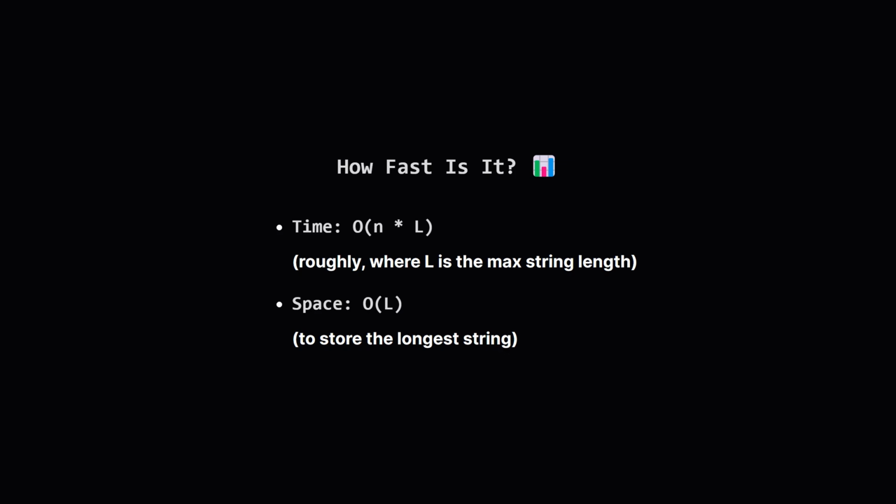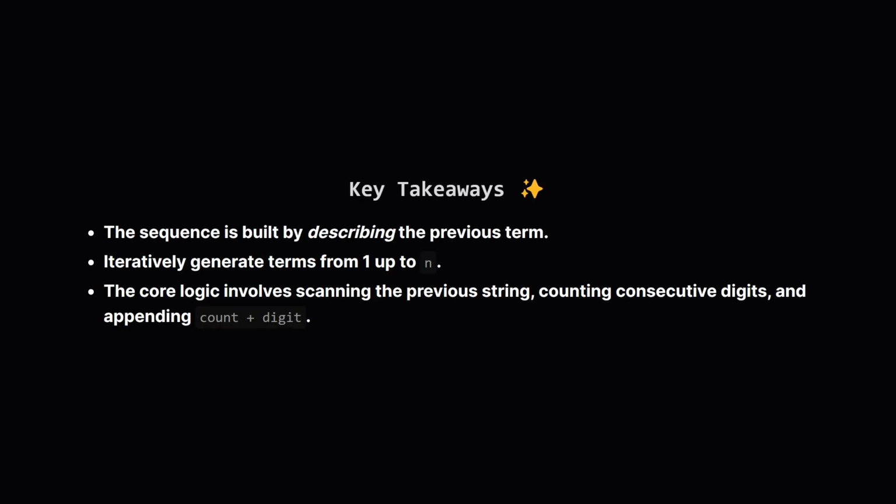Okay, let's talk efficiency. How fast is this? Well, the outer loop runs n times, or rather n-1 times. Inside the loop, we iterate through the current string. Now, these strings can get pretty long. Let's say L is the maximum length the string reaches. The time complexity is roughly proportional to n times L. So, big O of n times L. What about memory, the space we use? We need to store the current string and build the next string. The space needed is dominated by the longest string we generate, which is L, so the space complexity is big O of L. It's not super fast if n gets large because L grows quickly, but for typical constraints like n up to 30, it's perfectly fine.